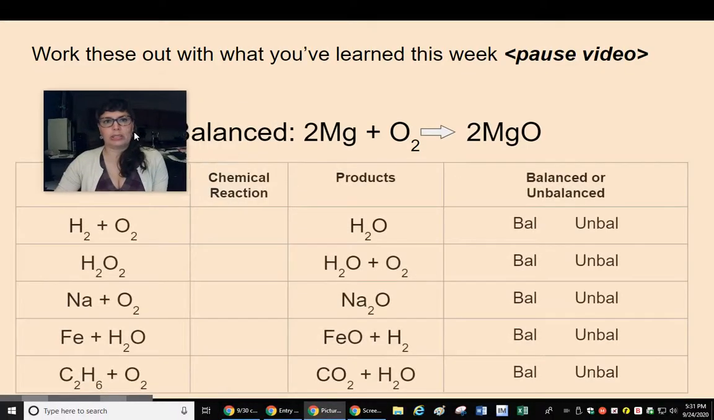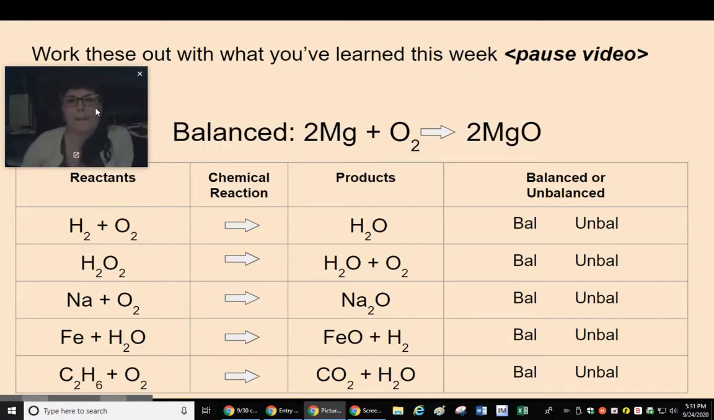Okay, so let's look at this here. Work these out with what you've learned this week. Go ahead and pause it, but I do want to show you that this is an example of what you're doing. This is an example of a balanced equation. You're going to count up your atoms before this chemical change and then after, and see if everything matches up, balanced or unbalanced, and then we'll decide. This is your first one, second one, so you have 5 to do. So go ahead and pause the video.